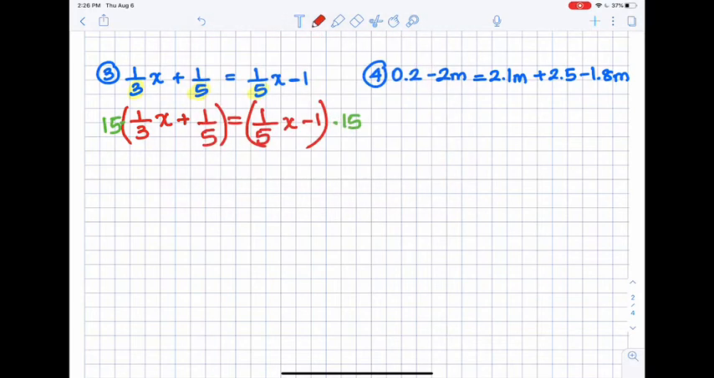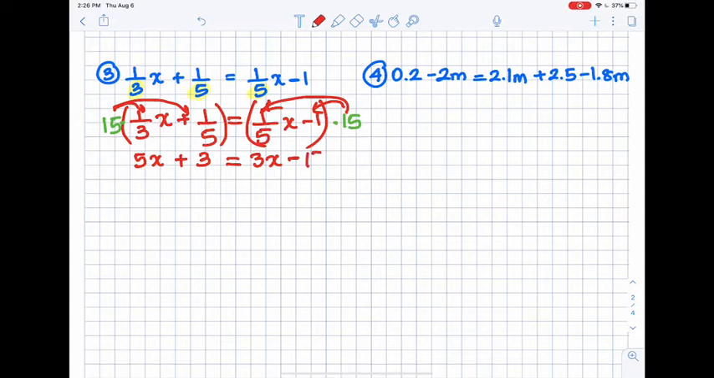So 15 times 1 over 3x will give us 5x, plus 15 times 1 over 5 will give us 3. On the other side, I'm going to multiply like the distributive property. 15 times 1 over 5x will give us 3x. Oh, we have x here. And minus 1 times 15 will give us 15.